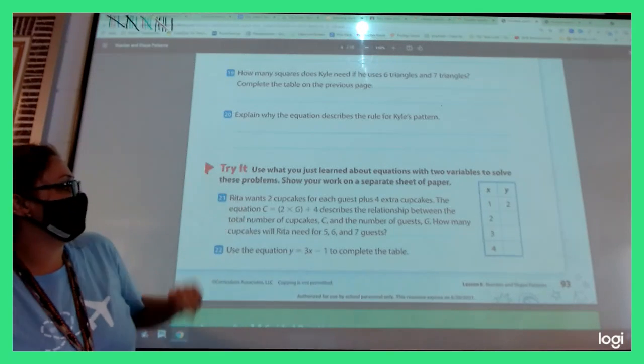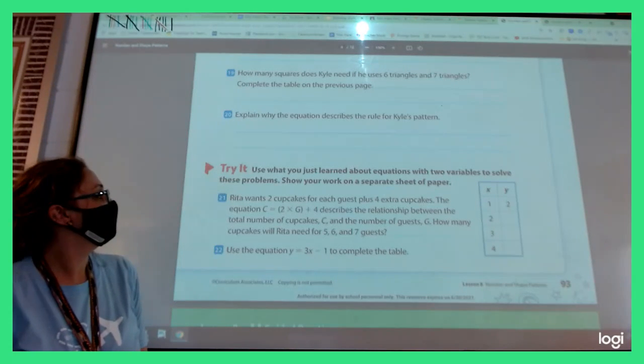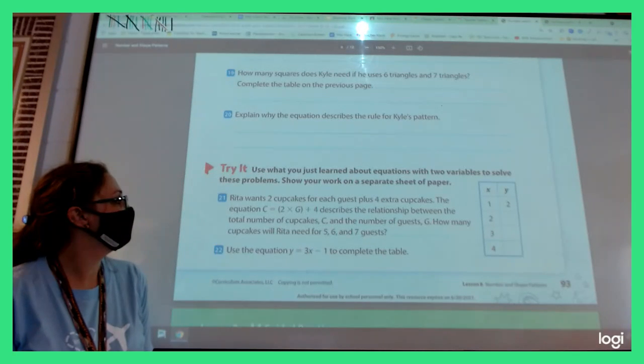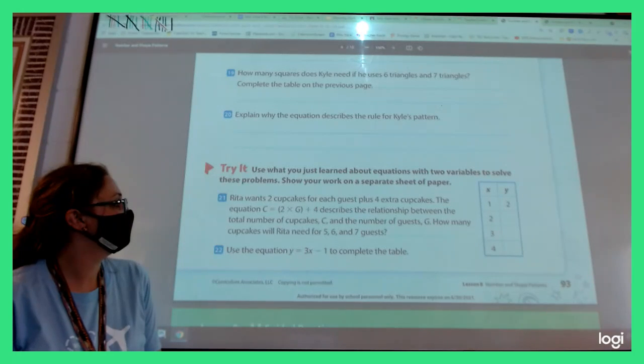Okay. Number 21. Does anyone want to read that about Rita? Go for it, Hayden. Rita wants 2 cupcakes for each guest, plus 4 extra cupcakes. The equation C equals 2 times G plus 4 describes the relationship between total number of cupcakes C and the number of guests G. How many cupcakes will Rita need for 5, 6, and 7 guests? Okay.